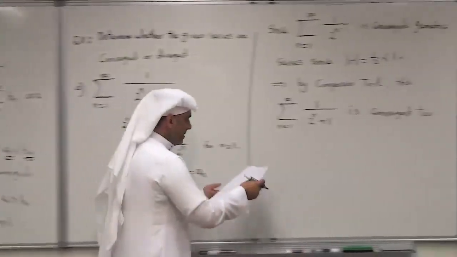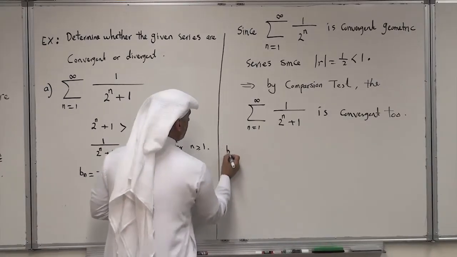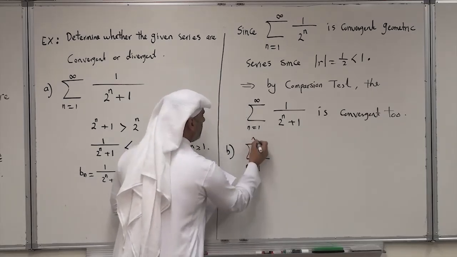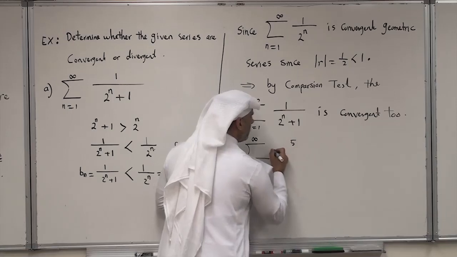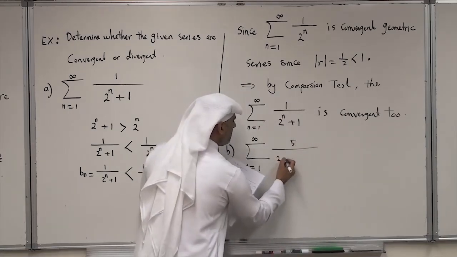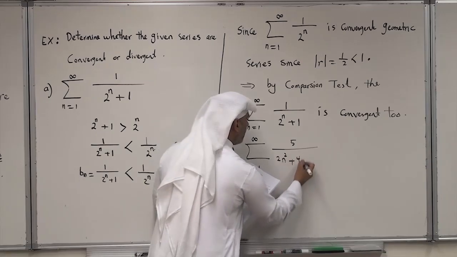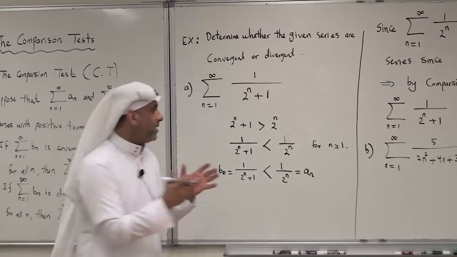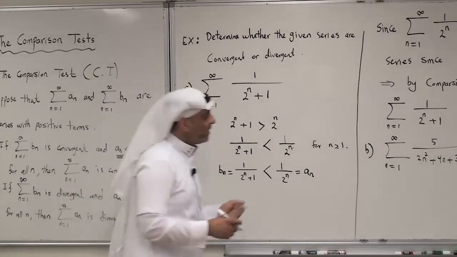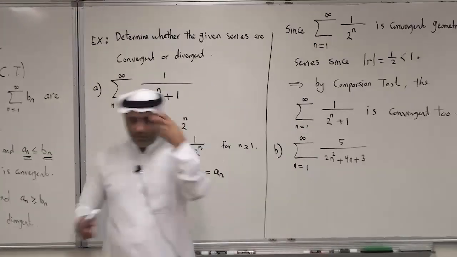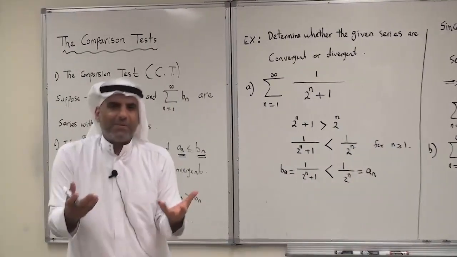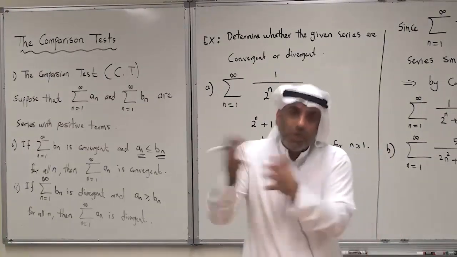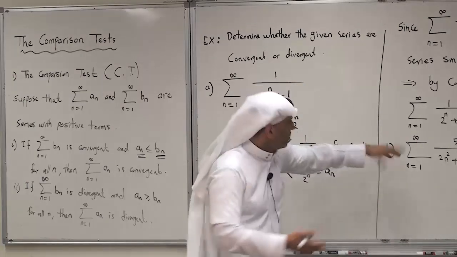Another example. Let us see this example here. Let's call this one part B, which discusses the following question: the series from n equal to 1 up to infinity of 5 divided by 2n squared plus 4n plus 3. In order to succeed in dealing with series with the comparison test, it's always recommended to refresh your memory with some famous examples, like the geometric series and the P series, something we know. And we try to compare it with something we don't know.